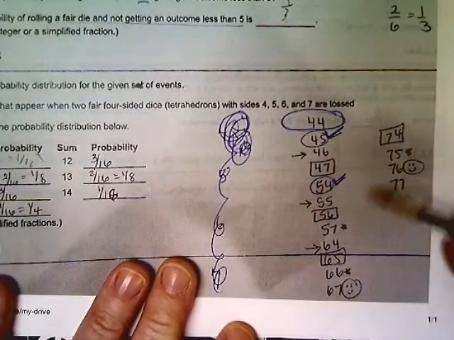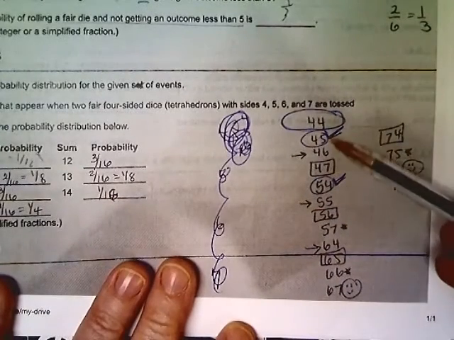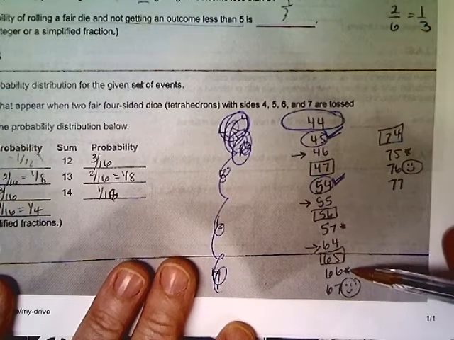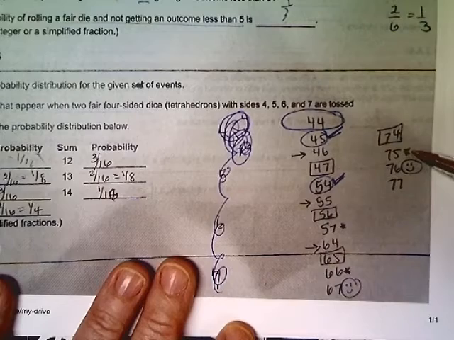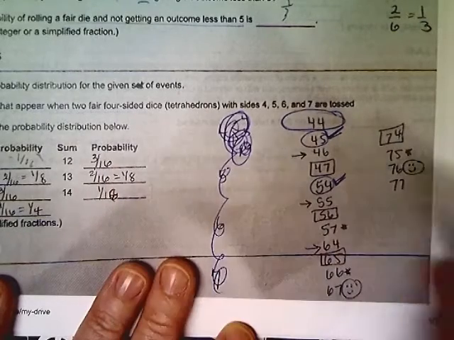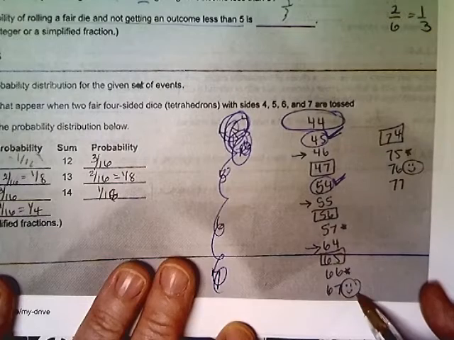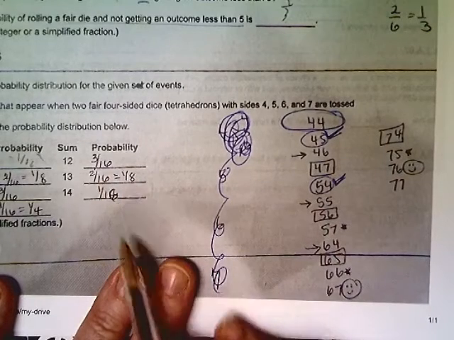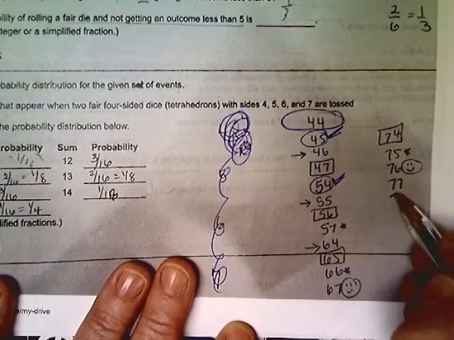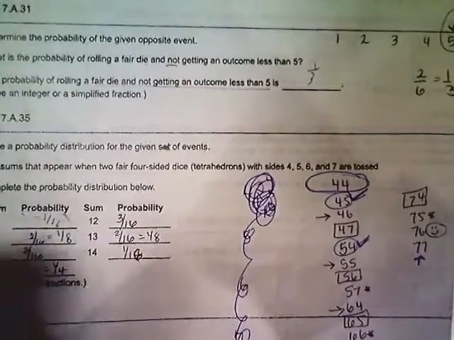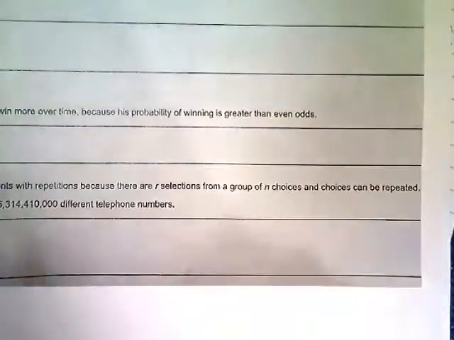The sum of 12 could be from 5 and 7, 6 and 6, or 7 and 5. There's 3 of those, 3/16. 13 could be 7 and 6, or 6 and 7, which is 2/16, which is 1/8. The sum of 14 is right here, the only one, and it is 1/16. So make yourself a list and go from there.